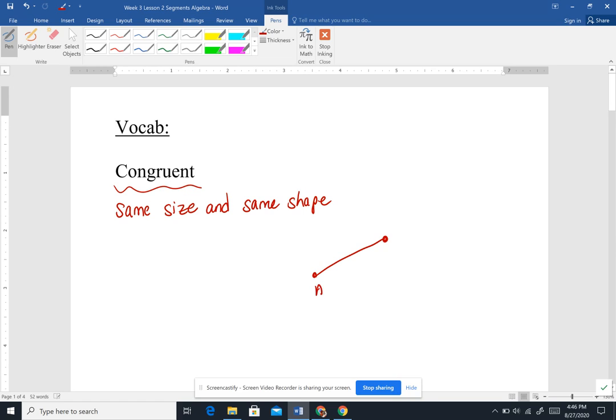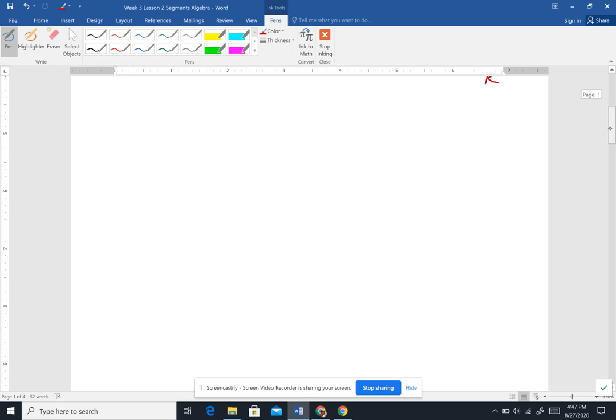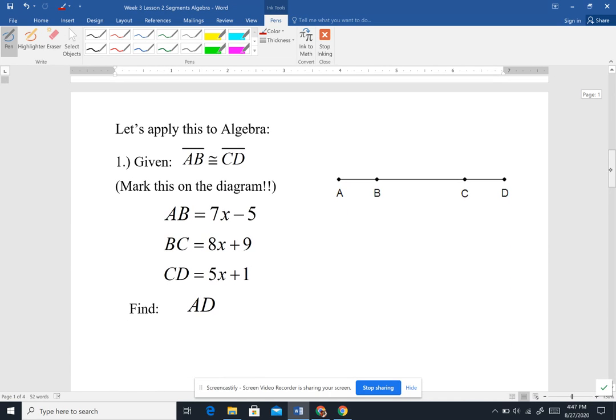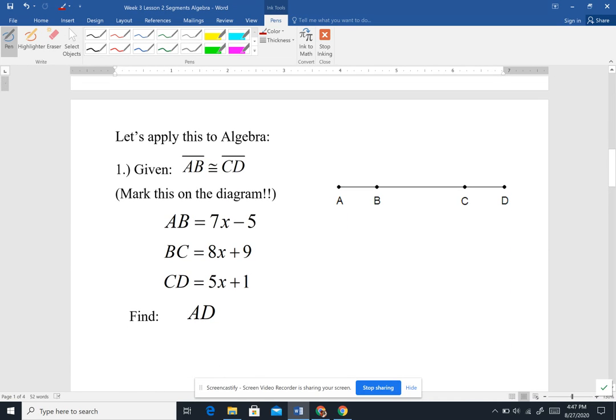So here's a segment, I'll call it AB, and then here's another segment, I'll call it JK. If those two segments had the same length, then they would be congruent. And the way that you mark that is you can put matching tick marks on it. You could go with double ticks, you could go with any marking as long as they match. So we're going to be applying what it means for segments to be congruent to some problems that involve some algebra. So let's take a look at this one.